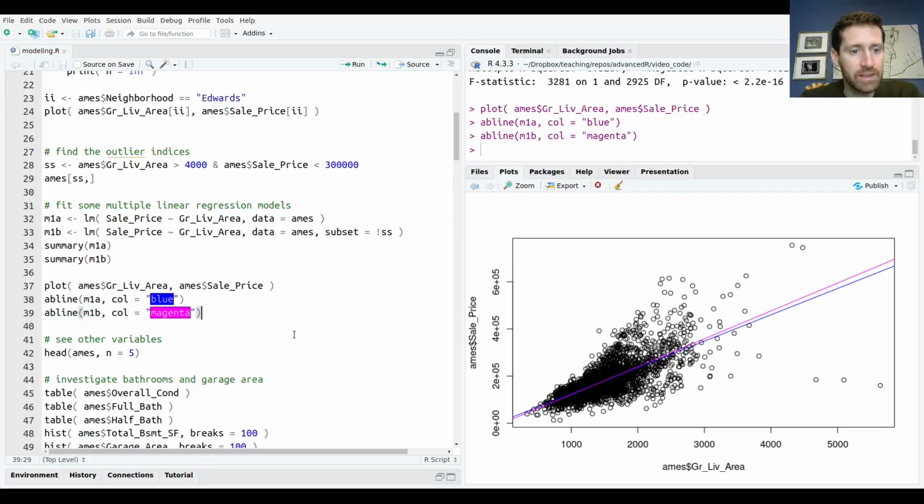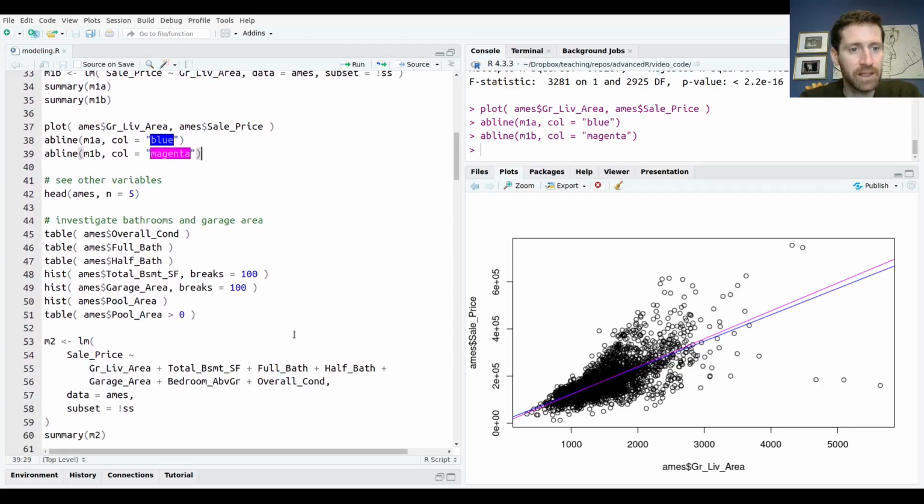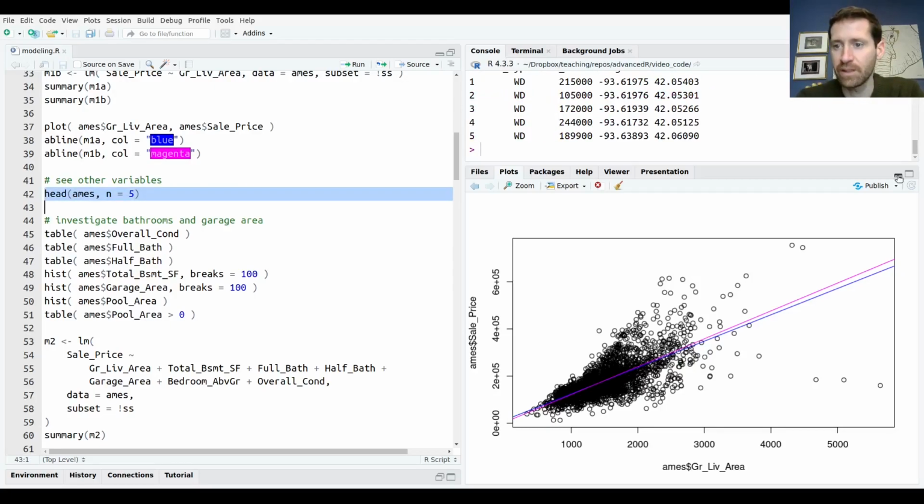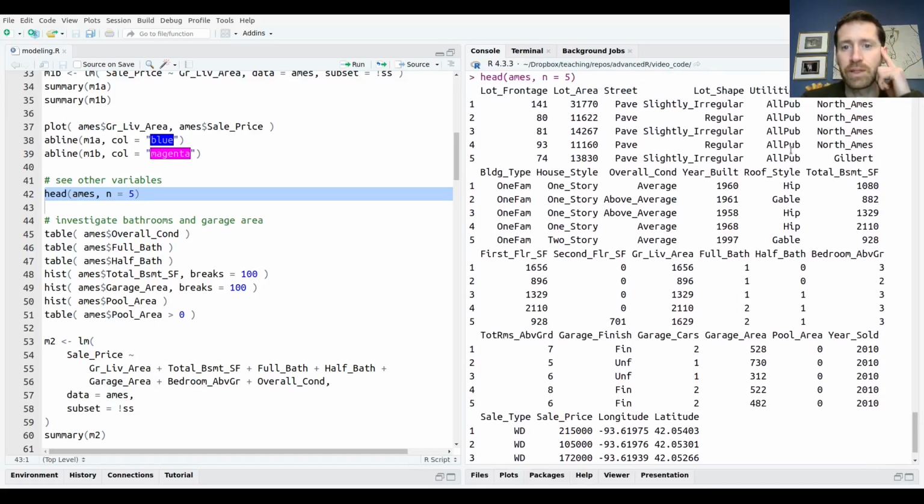All right, let's try to fit some models. So let's look again at the data to try to figure out which variables we'd like to include.